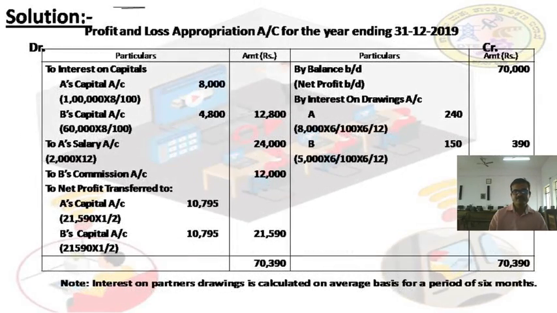First, we need to prepare the profit and loss appropriation account. So write the heading: Profit and Loss Appropriation Account for the year ending 31/12/2019. Draw the account with particulars and amount.